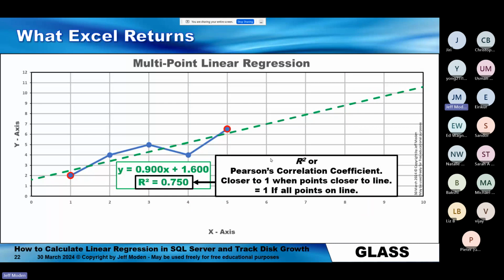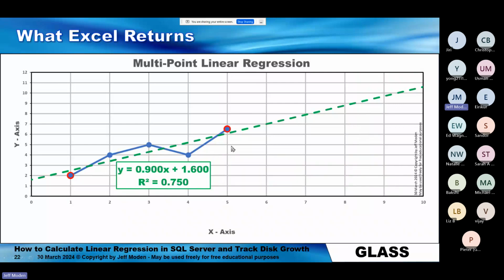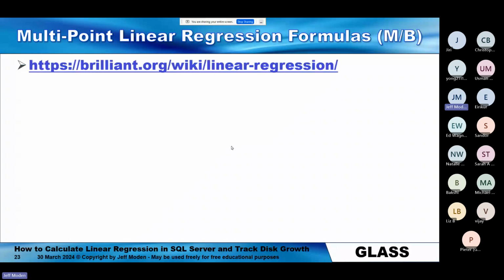And again, if all the points are on the line, their correlation coefficient will be 1. Turns out that none of the points are on the line this time, but 0.75 is very, very high. If you go and read up about Pearson's correlation coefficient, it doesn't start to get bad until you get down to something less than 0.5, I think, if I recall correctly. And they just mean, you know, how good a representation is our trend line.